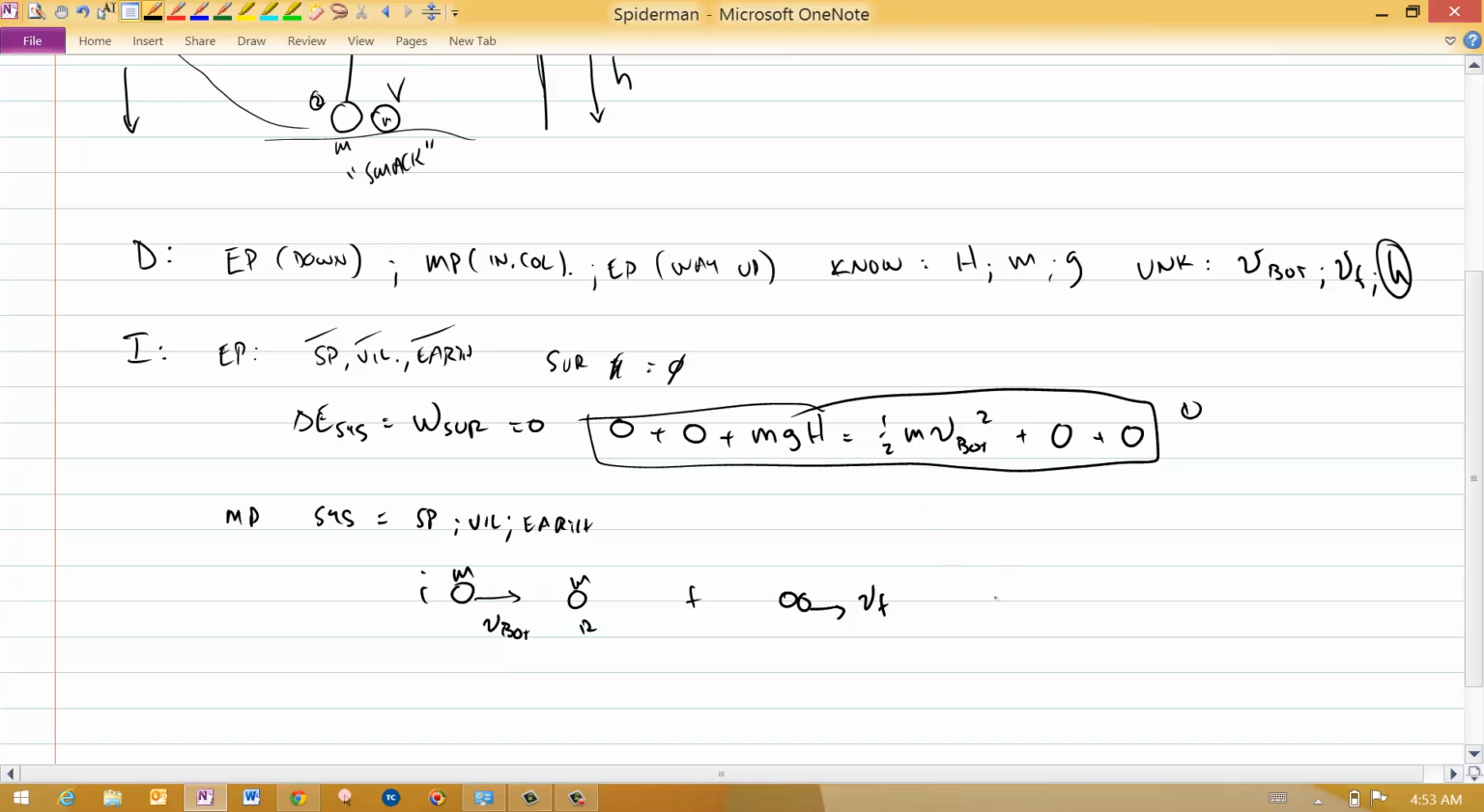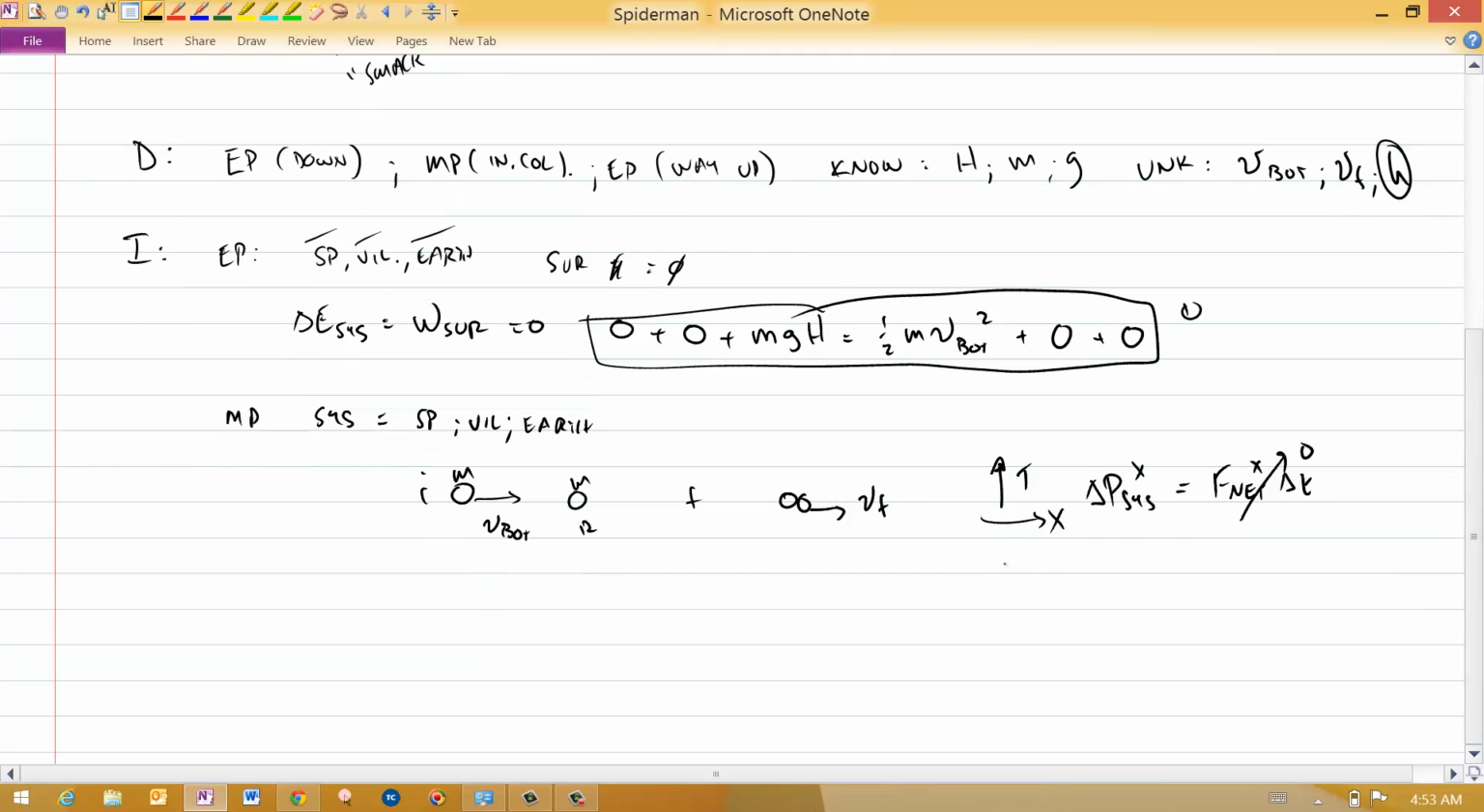So, again, the most important force in the system is going to be tension on the web upwards. There is no component of the force in the x direction. So, if I look at the momentum of the system in the x direction, its change is equal to F net in the x direction times delta t, which is equal to 0. So, I get the initial system momentum, m times v bottom, plus the villain's initial momentum is equal to mass times v final plus mass times v final.